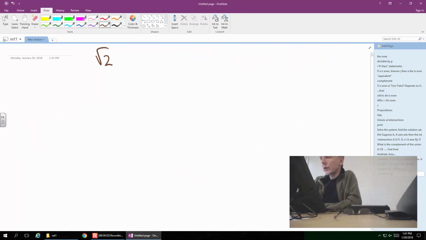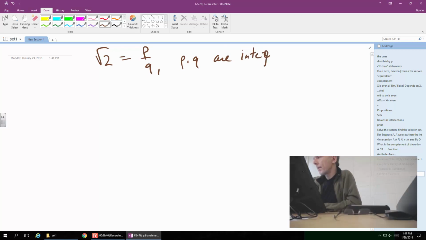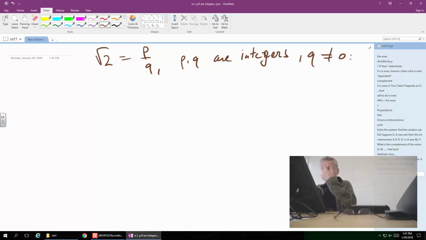So square root of 2 is equal to p over q. p, q are integers, and q not equal to 0. And let's see what we can do about it. So the plan is here: there must be a contradiction. We have to take a really good look at, not literally a look, but rather an algebraic look at this formula and see what we can do with it. So what do we do with it?